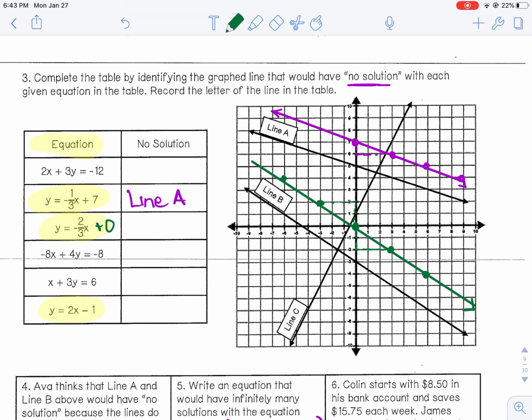Okay, and then the last one that's in slope-intercept form, we have y equals 2x minus 1. So we're going to start at -1. And our slope is 2, or 2/1, so I'm going to go up 2 to the right 1, up 2 to the right 1, and I can see very quickly that it's line C that I'm running parallel to.